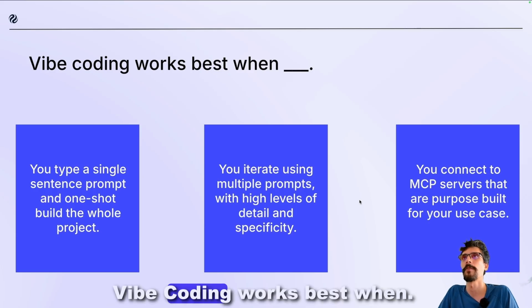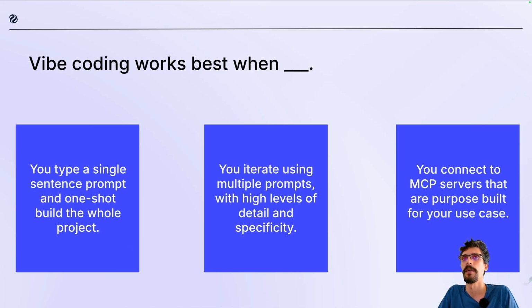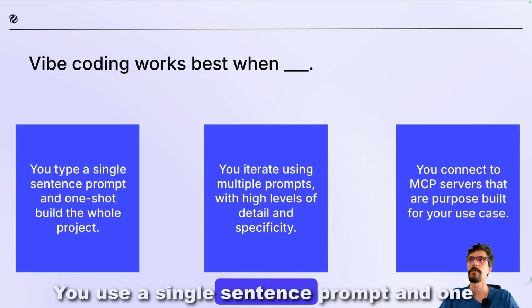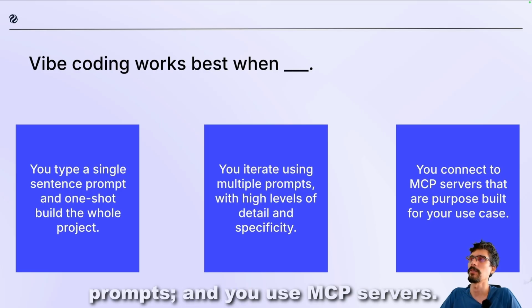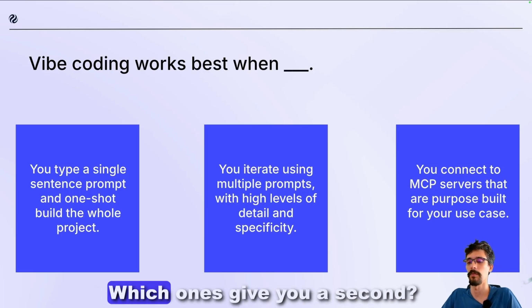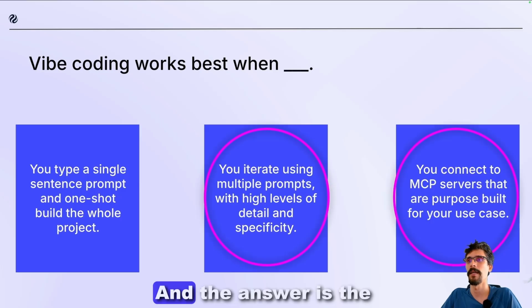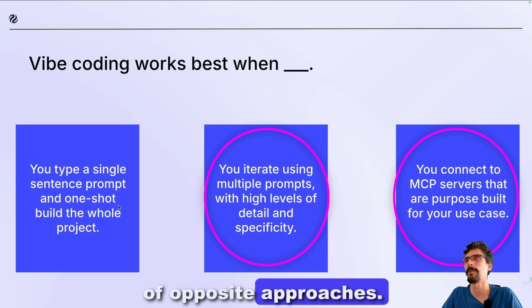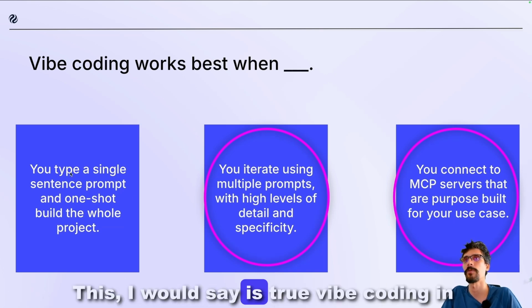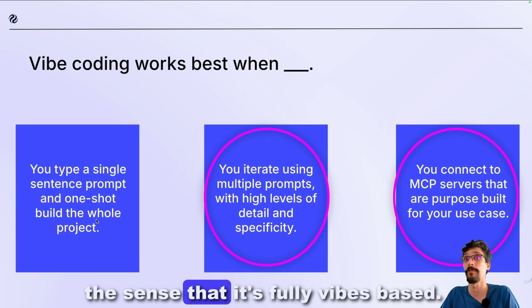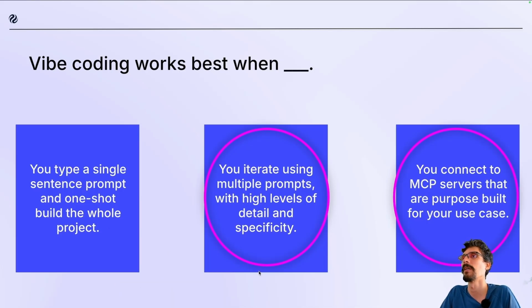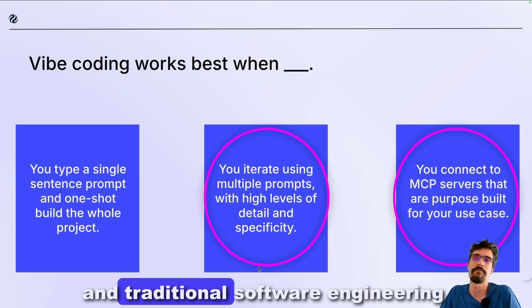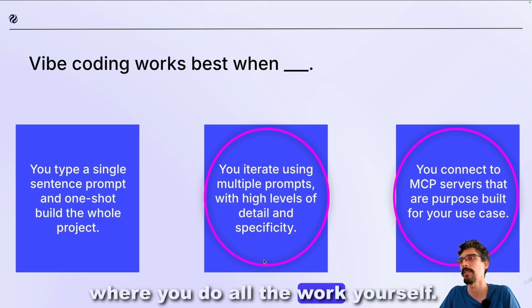All right, vibe coding works best when you use a single sentence prompt and one-shot it, or you iterate using multiple prompts, and you use MCP servers. Which ones? Give you a second. And the answer is the second and third ones. So these two are kind of opposite approaches. This, I would say, is true vibe coding in the sense that it's fully vibes based. The form of vibe coding that you saw is a bit of a hybrid. It's a hybrid between vibe coding and traditional software engineering, where you do all the work yourself.